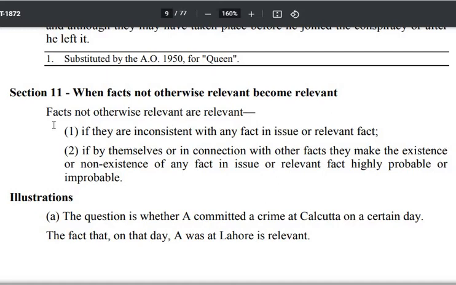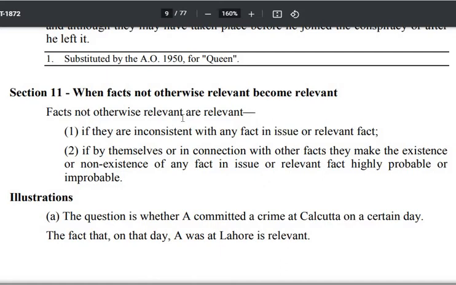They are saying facts not otherwise relevant are relevant if they are inconsistent with any fact in issue or relevant fact, if by themselves or in connection with other facts they make the existence or non-existence of any fact in issue or relevant fact highly probable or improbable. You see, they are using the words. First of all, they are saying that the fact is not otherwise relevant.